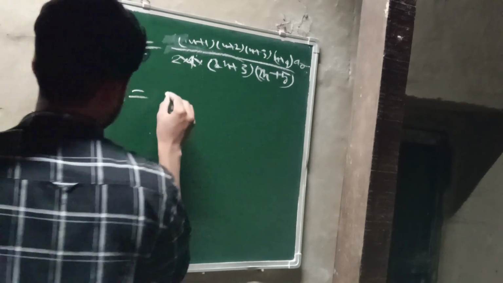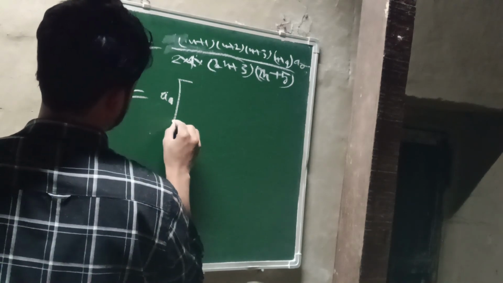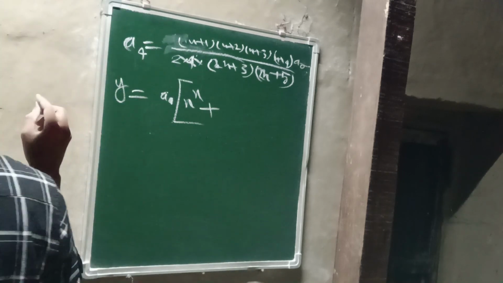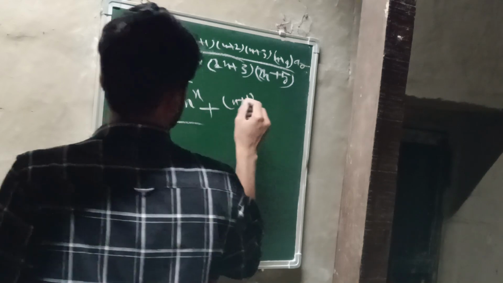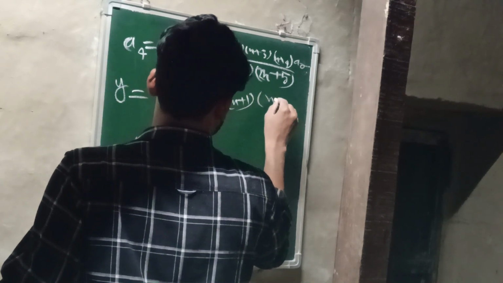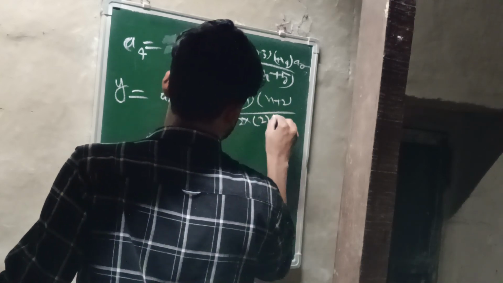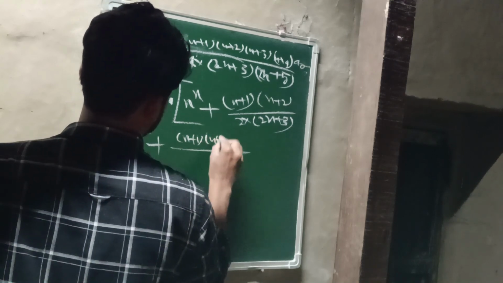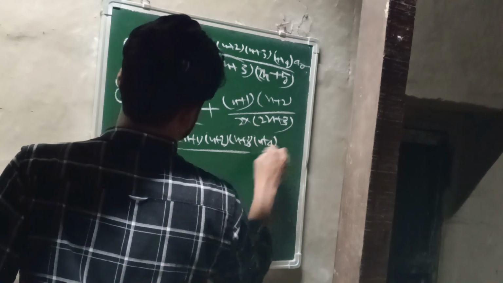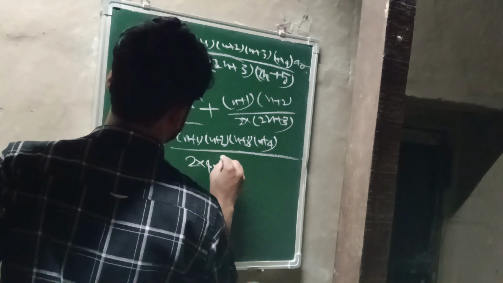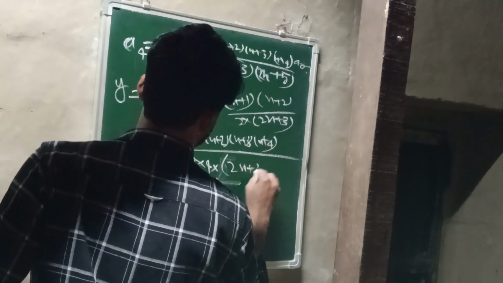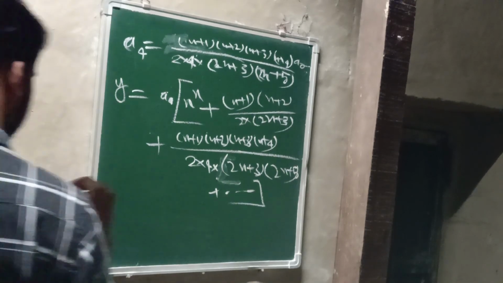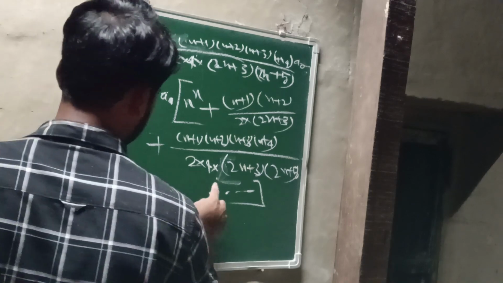Y equal a0 into x to the power n, plus the value of a2, (n plus 1)(n plus 2) divided by 2 into (2n plus 3), plus the value of a4, (n plus 1)(n plus 2)(n plus 3)(n plus 4) divided by 2 into 4 into (2n plus 3)(2n plus 5), plus dot. This is the solution of Legendre's equation.